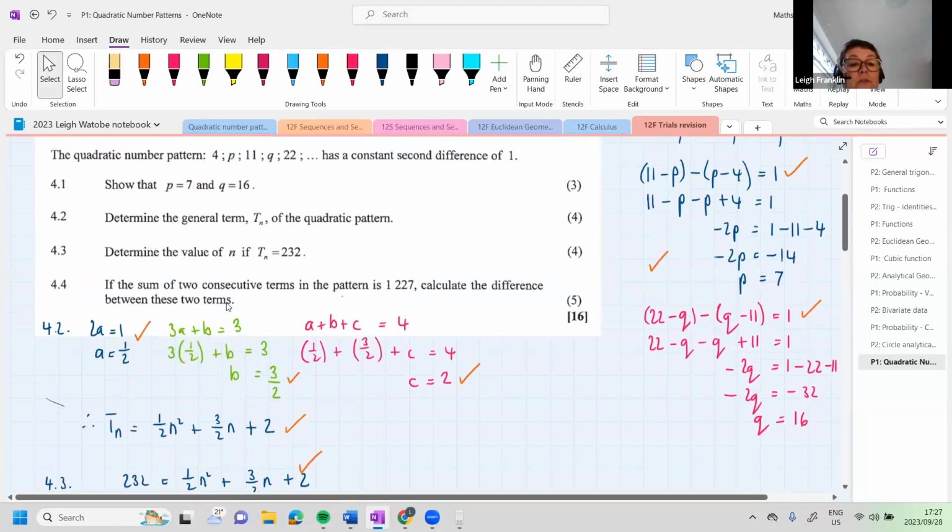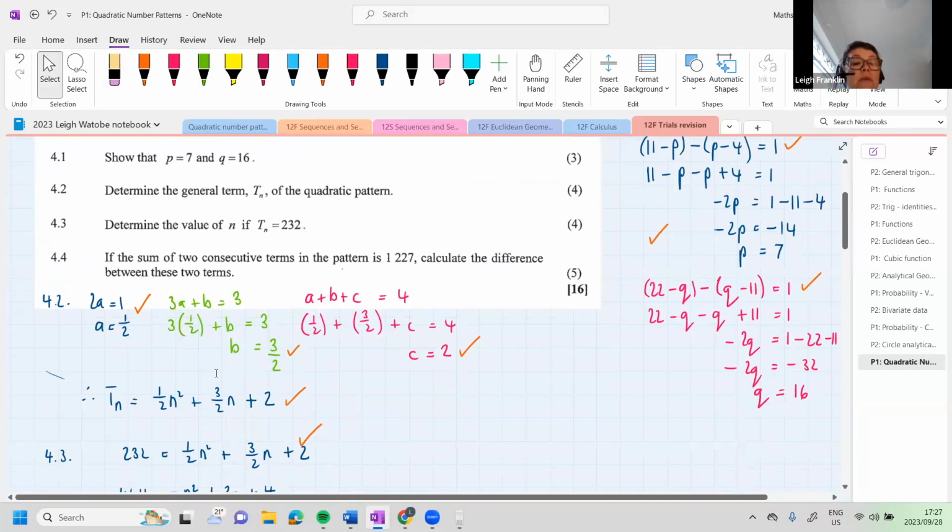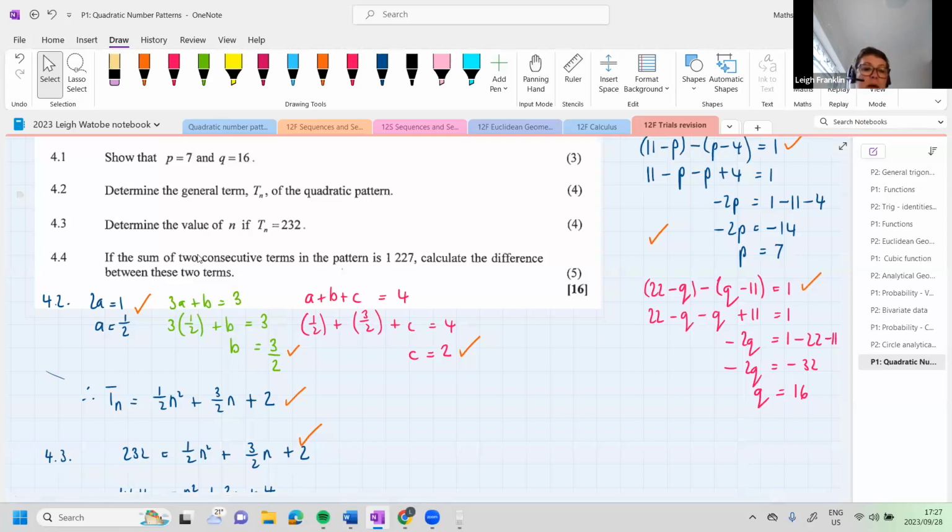Cool. All right. So these questions are all quite nice. Now, something for us to think about. That's why I chose this question, because the first few are all right, and then this one is a little bit more difficult. So this is question 5, and it says to us, if the sum of 2 consecutive terms in the pattern is 1,227, calculate the difference between these two terms.